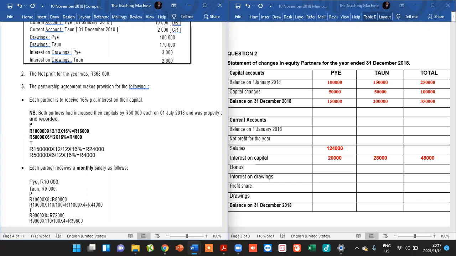39,600 plus 72,000, I get 111,600. 111,600 plus 124,000 is equal to 235,600. If you are lost, students, please let me know so that we move together at the same pace.